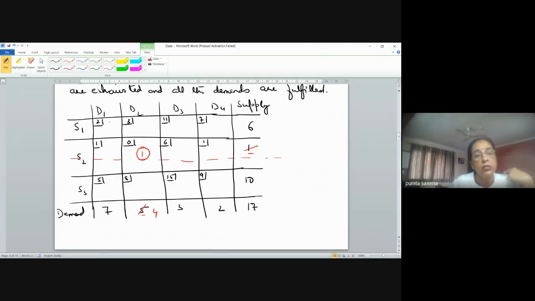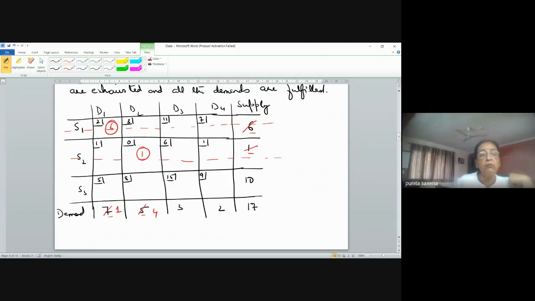So how much is the lowest? 2, right? So we allocate as much as possible here. And possible will be the minimum of 6 and 7. So how much do we allocate? 6. As a result, this gets exhausted and this is left with still one more to be supplied. But the moment this gets exhausted, this row also gets fulfilled, so it cannot be considered now.